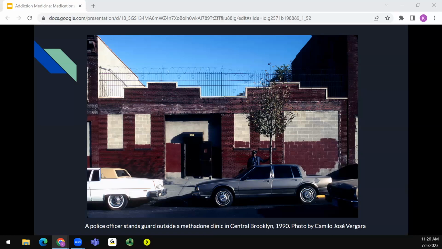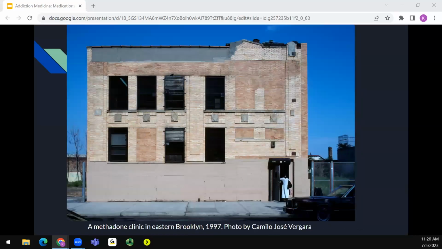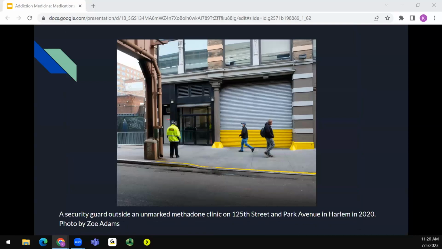So here's one in Central Brooklyn in 1990. Here's one in Eastern Brooklyn in '97. And here is one in 2020 in Harlem. Still unmarked, kept secret, out of sight, out of mind kind of vibes.